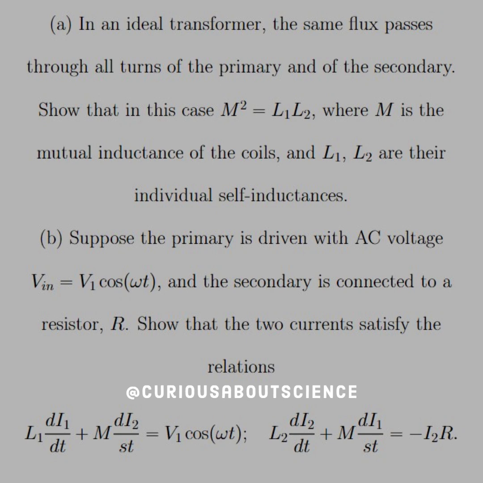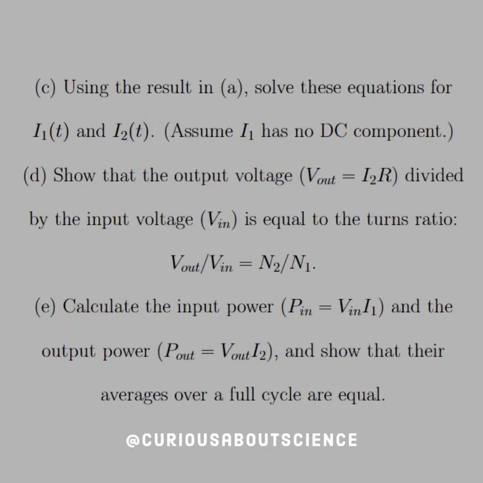Alright? So B. Suppose the primary is driven with an AC voltage V_in equal to V1 cosine omega t, and the secondary is connected to a resistor R. Show that the two currents satisfy the relations L1 di1/dt plus M di2/dt is equal to V1 cosine omega t, and L2 di2/dt plus M di1/dt is equal to minus I2 R, since it's connected to the resistor. Alright, that should be pretty simple.